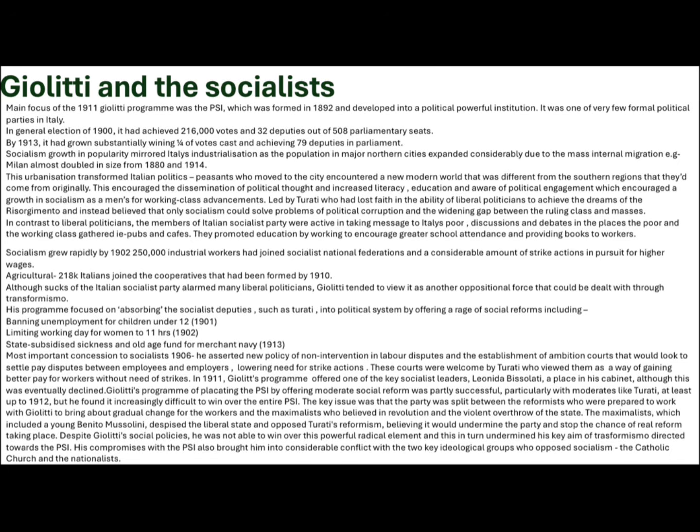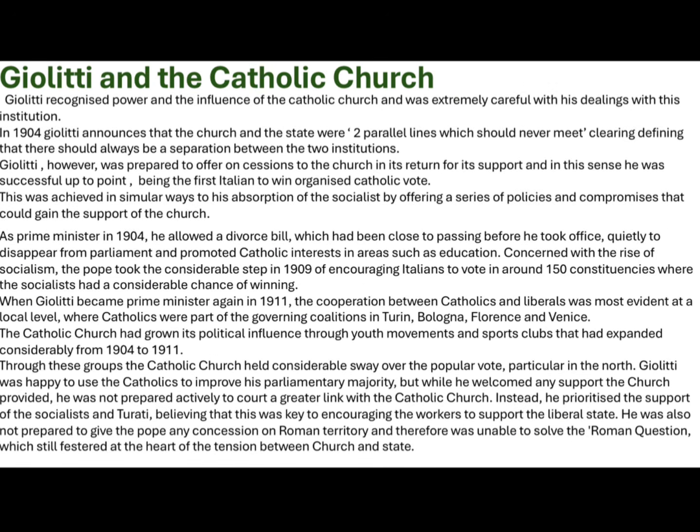His compromises with the PSI also brought him into considerable conflict with the two other groups who opposed socialism, the Catholic Church and nationalists. Giolitti and the Catholic Church. So Giolitti recognised the power and the influence of the Catholic Church and was extremely careful with his dealings with this institution. In 1904, Giolitti announced that the Church and the State were two parallel lines which should never meet, clearly defining that there should always be a separation between the two institutions.